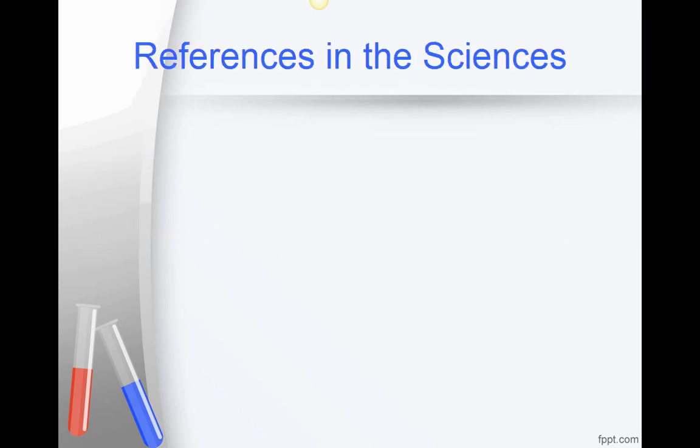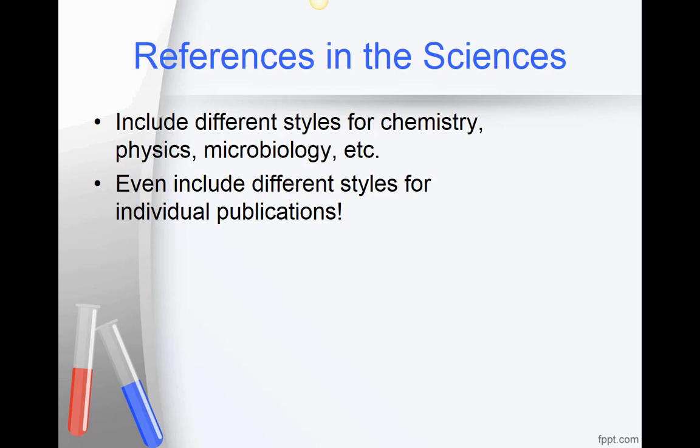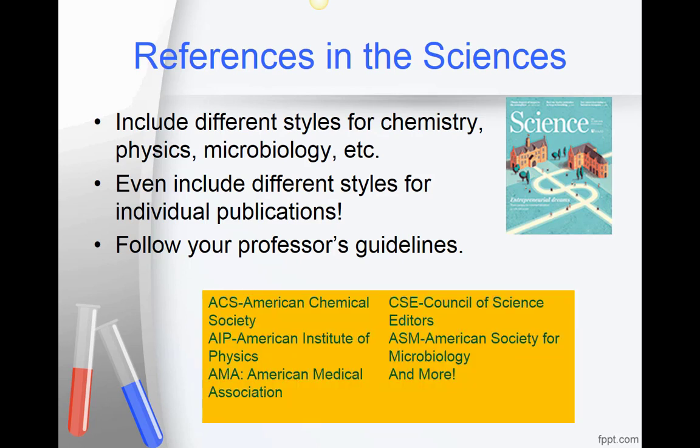Here's some information about references specifically in the sciences. Now, references in the sciences include different styles for chemistry, physics, microbiology, etc. There are even different styles for individual publications, like Science Magazine. Whatever your professor's guidelines are, follow them. Here are some examples of different references in the sciences. As you can see, there's American Chemical Society, American Institute of Physics, and so on. We're going to talk specifically about CSE, or Council of Science Editors style, which is typically used for biology classes.